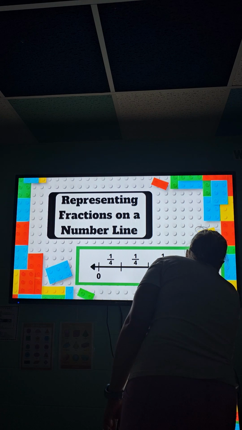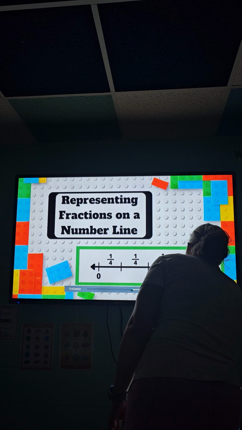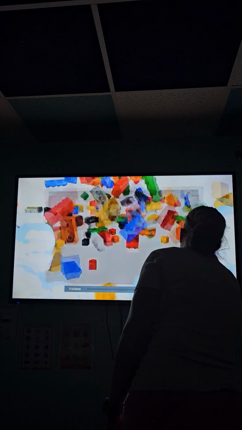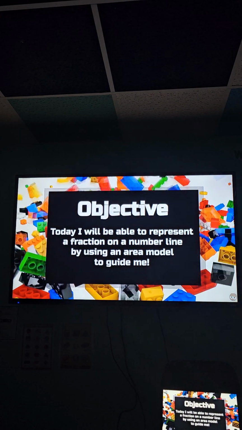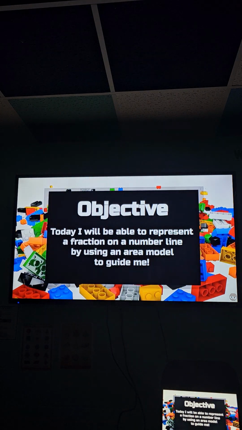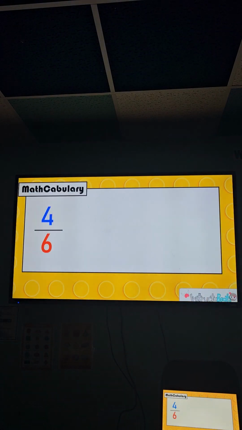So let's build it up and see what our objective is today. Our objective today: I will be able to represent a fraction on a number line by using an area model to guide me. But before we get into that, let's take a look at our math vocabulary. If you've been watching the last couple videos with us, this will be a review.